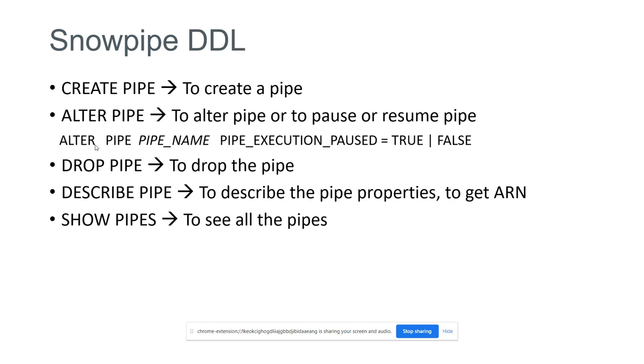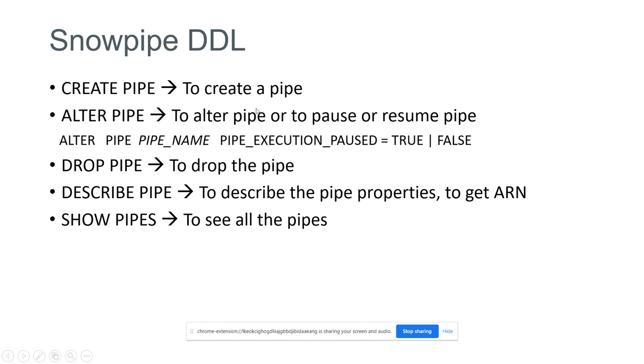And what are all the DDL statements associated with the Snowpipe? These are all the DDL statements. We have a statement called create pipe. Suppose I want to alter my pipe in future, we can alter the pipe name, pipe execution paused equals true or false, that means the auto ingestion. Like that we can change some of the properties by using this alter pipe command.